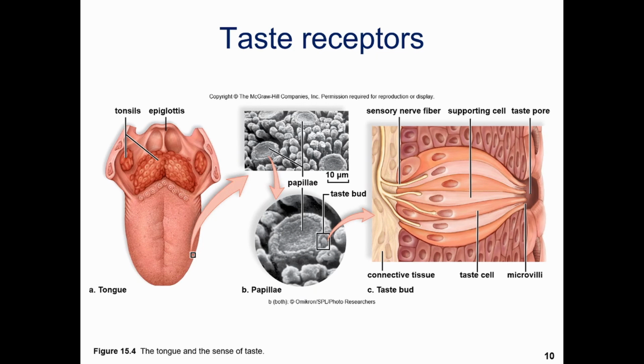So here we see the taste receptors. You see the tongue there, and you see those papilla, and the taste buds are found on the papilla. They have a little pore in which when you eat and you break down that food, the chemicals from the food you eat are going to touch and interact with the taste cells and then send that information along the sensory nerve fiber.